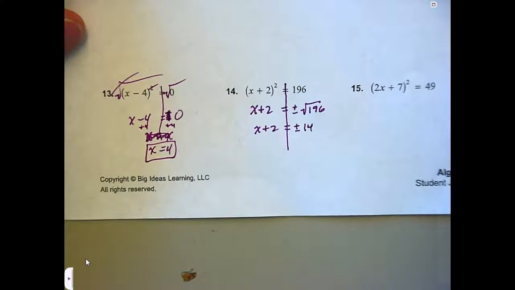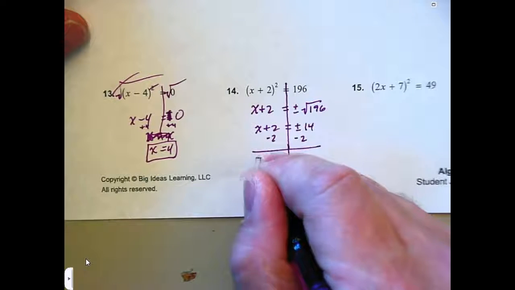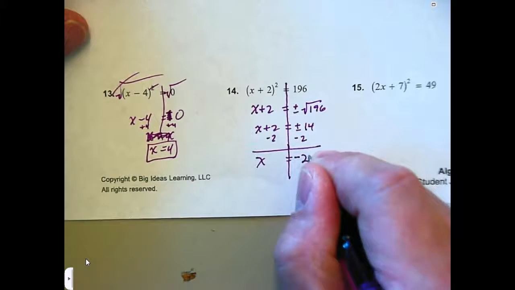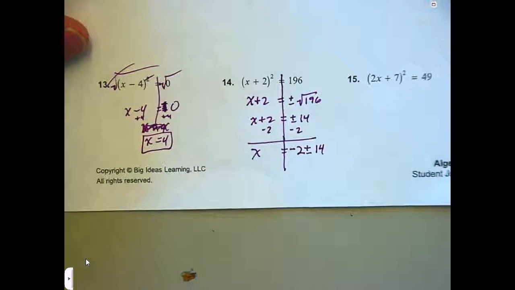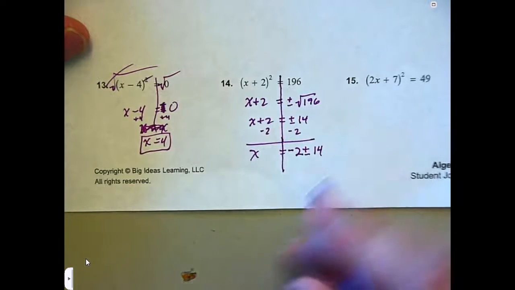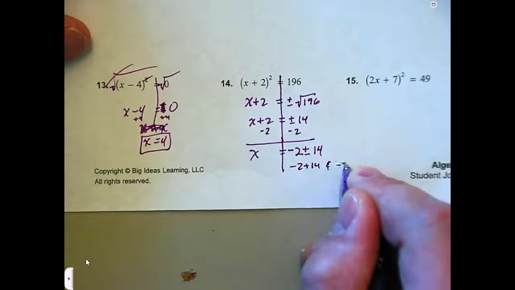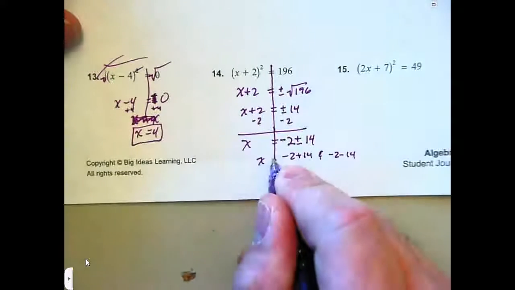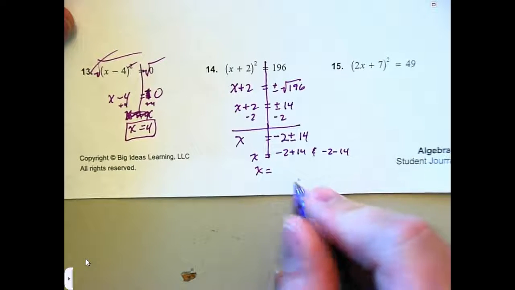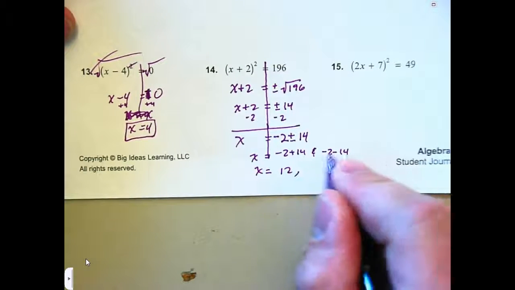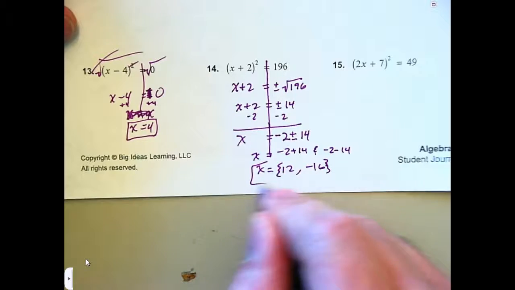Now, what's the next step? Subtract that 2 over. Now, when I subtract 2, I have x is equal to negative 2 plus minus 14. So that means I have two problems there. I have negative 2 plus 14, and I have negative 2 minus 14. x is equal to both of those. So x equals, what's negative 2 plus 14? 12. It's 12, well done. And? Negative 16. Those are our solutions.